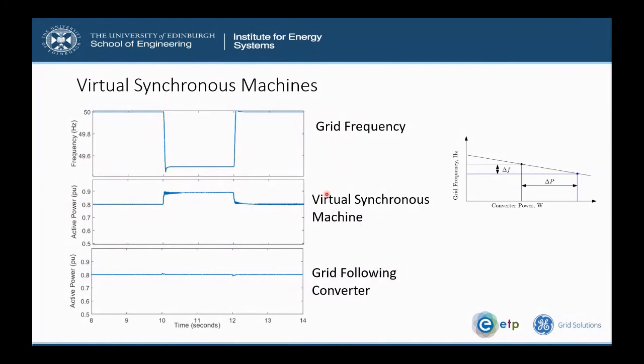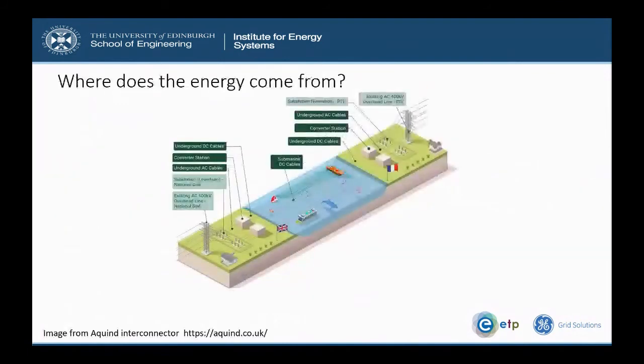So if that all works, what's the problem? Why don't we just shove that everywhere? Basically, there are quite a lot of different barriers to adoption of this type of control. A big one is the energy required. If you're going to increase the power output of a converter, that has to come from somewhere.